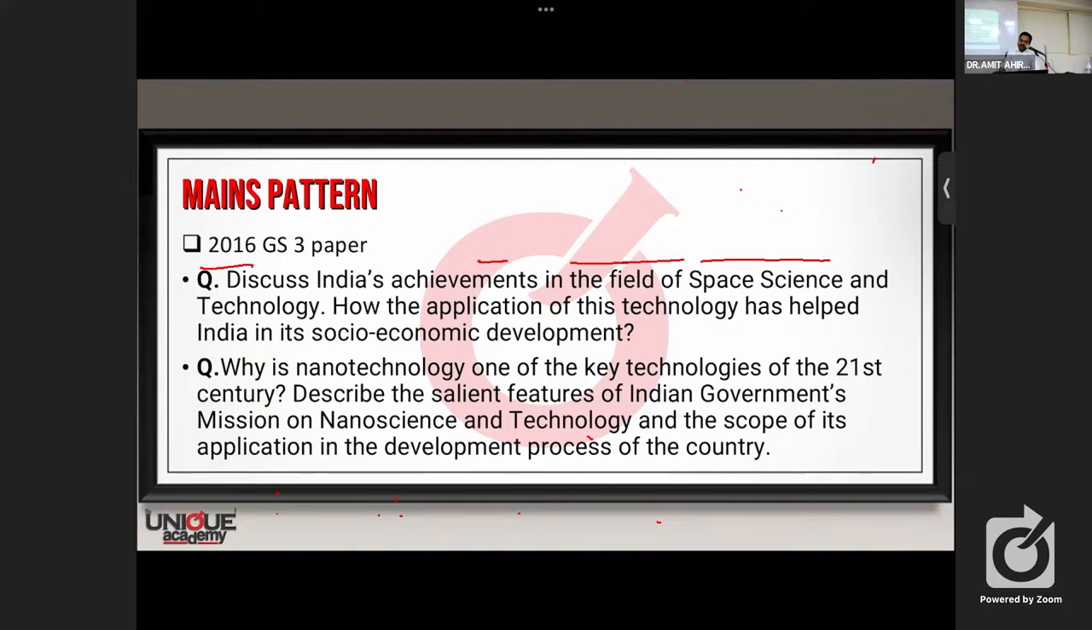Discuss India's achievement in the field of space technology. How the applications, again that particular term appears in this particular question, how the applications of this technology have helped India in its socio-economic development. Remember, we are studying these technologies not for us, not for any other person. We are studying this technology to see the impact on society. समझ में आ रहा है?